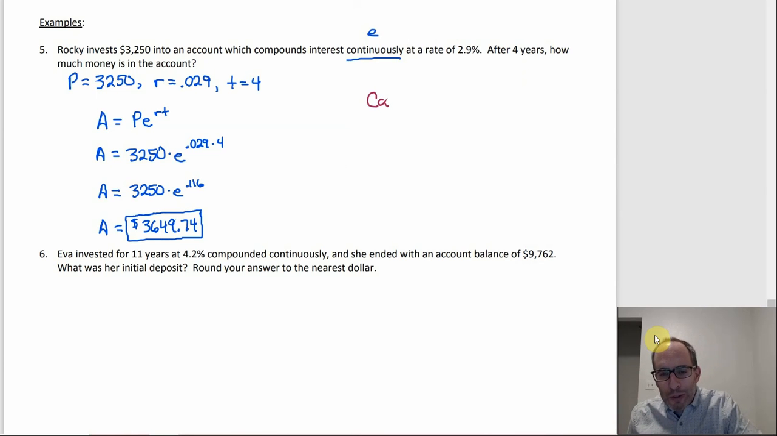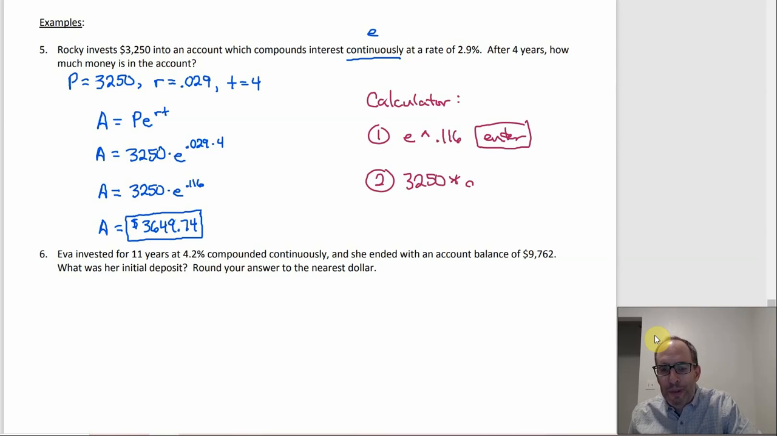But if you were going to do them as separate operations, then you would have to do the power first, right? So you'd have e caret 0.116, and then enter, and then you would have 3250 times the previous answer, and enter, and then you've got it. So if you have to do it in separate lines, that's what it looks like.